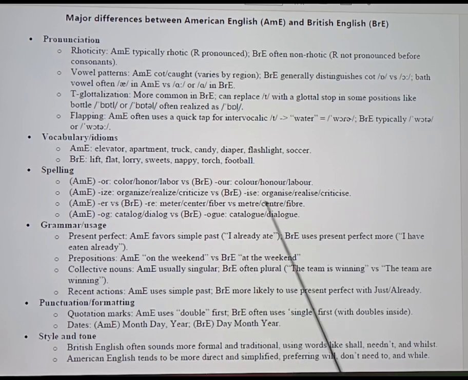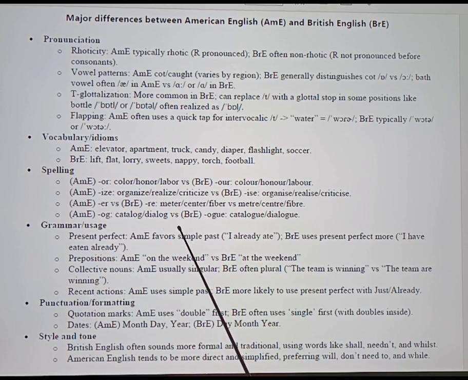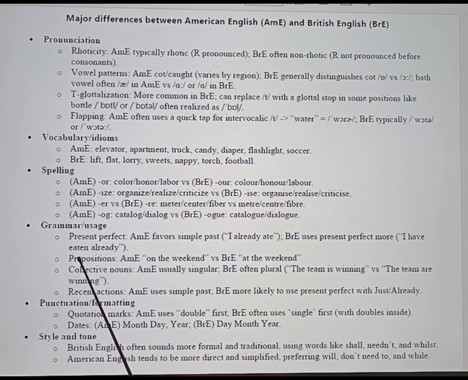As far as the spelling system is concerned in British English, another one, for example, is -og, like catalog and dialog, becomes -ogue, like catalogue and dialogue in British English. Well, another major category of the differences between American and British English is the grammar.